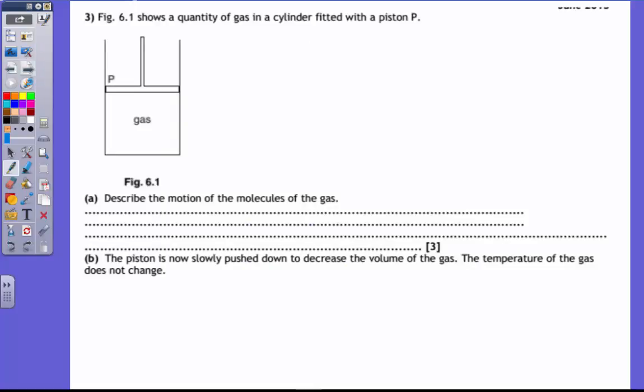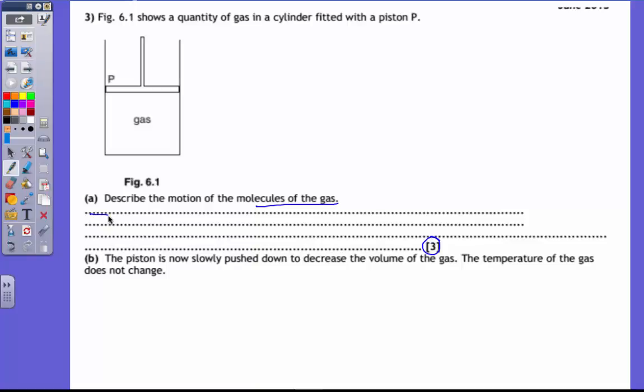Let's look at question 3. If you see the questions, those types of questions are repeating. So we must know how to describe the motion of the molecules of the gas in a cylinder. Figure 6.1 shows a quantity of gas in a cylinder fitted with a piston. Describe the motion of the molecules of the gas. The question is 3 marks. We should give the 3 steps of the behavior of the molecules.